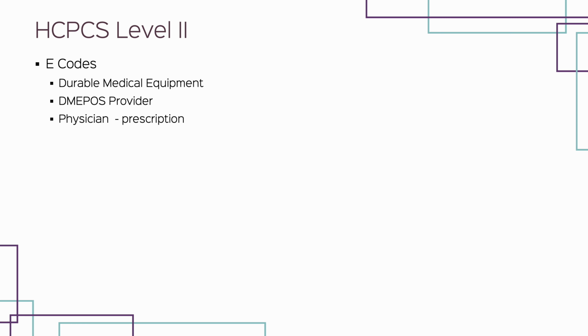Because the process of becoming a DMEPOS provider is complex and highly regulated, most physicians choose a simpler route. They will write a prescription for the necessary equipment, and then the patient will take that prescription to a certified DMEPOS supplier. So while these codes appear in the HCPCS book, they are generally not reported directly by your physician's offices, but rather by your approved suppliers.